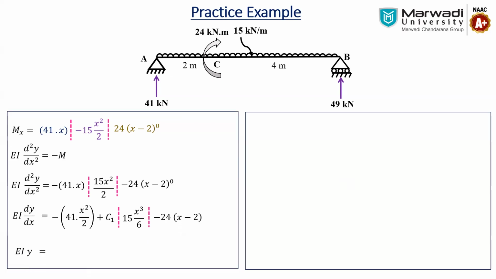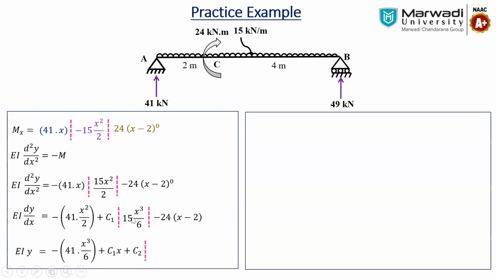Now similarly, one more time, if you are doing the integration, minus 41 x square will become x cube by 3. So it is nothing but 3 into 2, that will become 6. So it is minus 41 x cube by 6 plus C1 will be constant, so C1 x plus, as we are doing another time integration, plus C2.